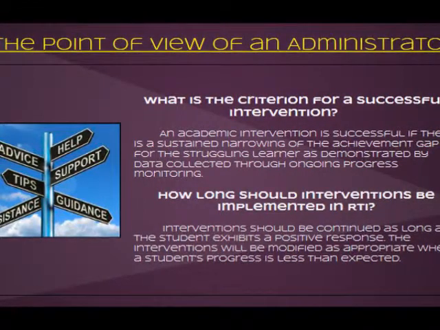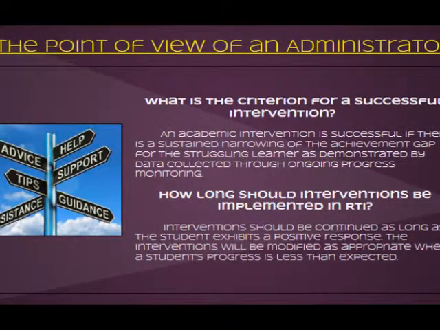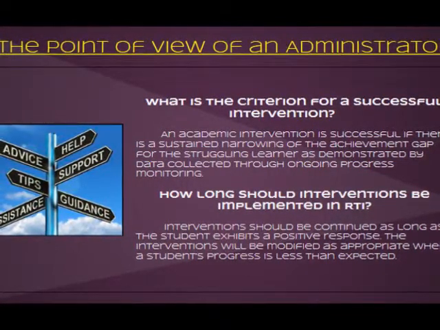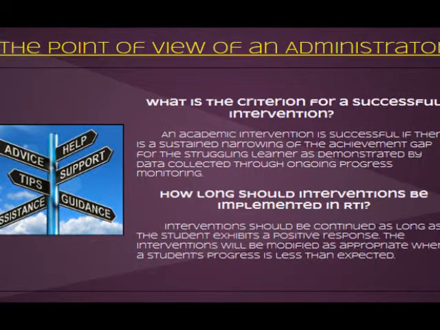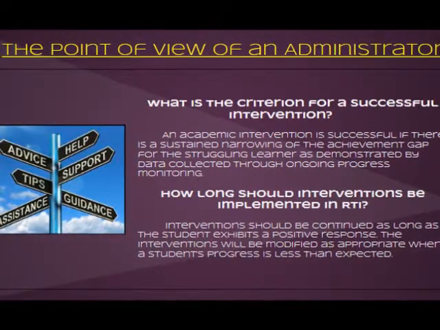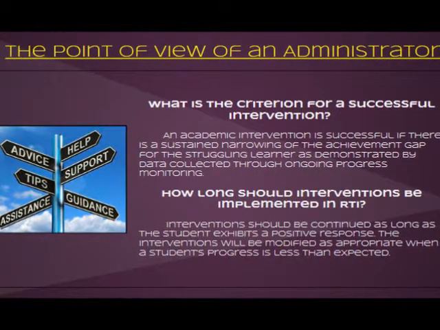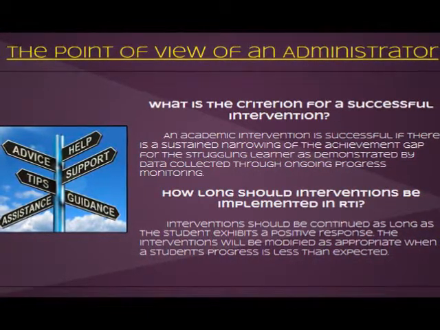The point of view of an administrator. What is the criterion for a successful intervention? An academic intervention is successful if there is a sustained narrowing of the achievement gap for the struggling learner, as demonstrated by data collected through ongoing progress monitoring.